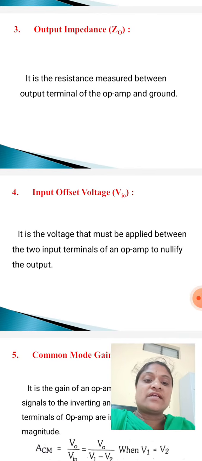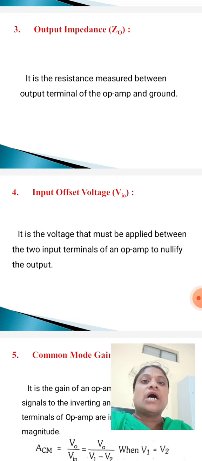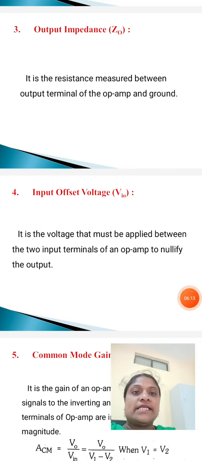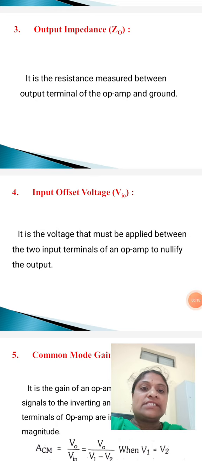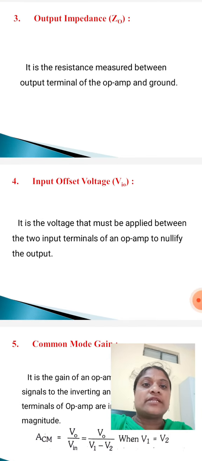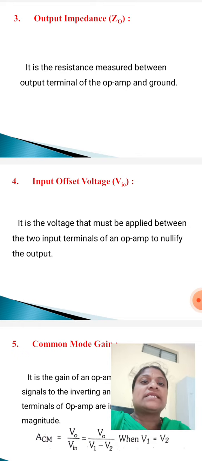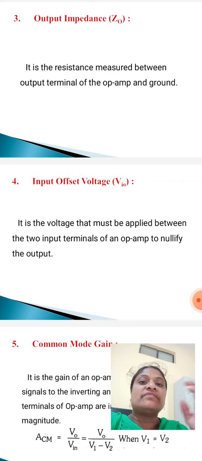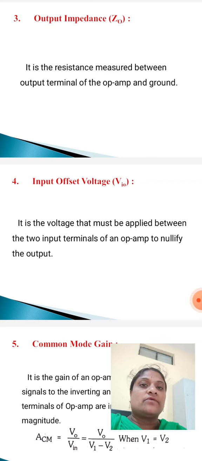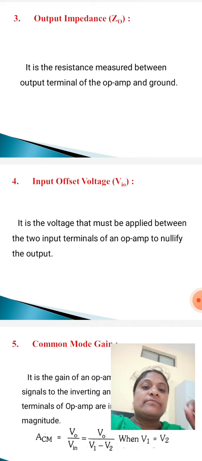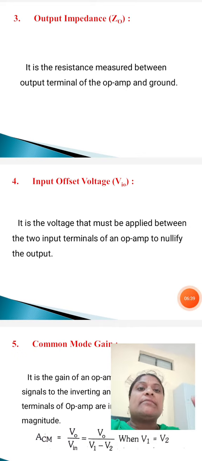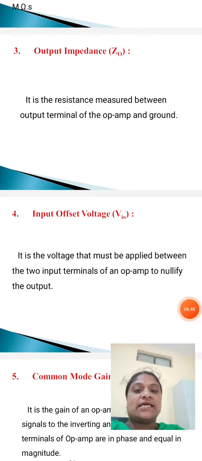And the next specification of IC 741 op-amp is output impedance. Output impedance is denoted by Z0. So what is the meaning of output impedance? It is the resistance measured between the output terminal of the op-amp and ground. I repeat once again, output impedance Z0 is the resistance measured between the output terminal of the op-amp and ground. Okay, so this is the output impedance Z0.